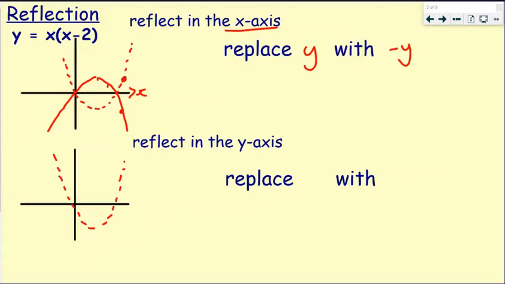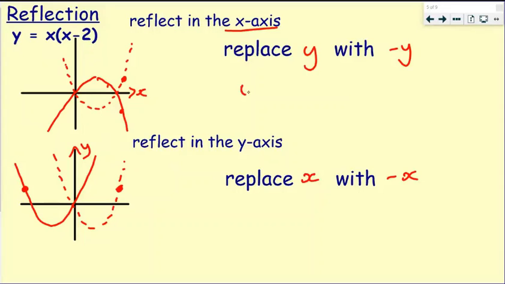Over here, reflecting in the y axis, we're going to get something that looks like this. Pick a single point, say this one over here. That becomes all the way over here. It's the x coordinate that's changing at that point. So we're going to replace x with minus x. And the equation would look like this.